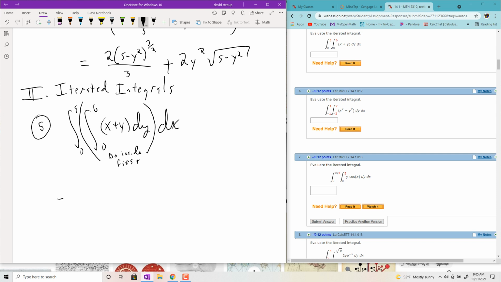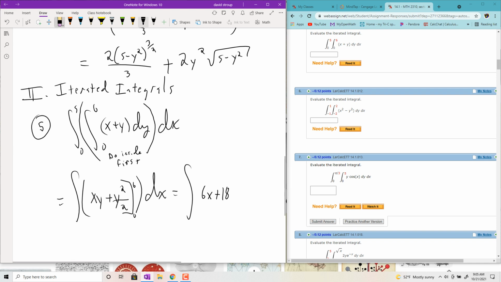Okay. All right, so on the inside there, integrating with respect to y, you'll have xy plus y squared over 2. And you have to evaluate this thing from 0 to 6. So you're plugging in 0 and 6 wherever you see y, so you'll have 6x plus 36 over 2, which is 18, minus, plug in 0, you just have 0. Okay, so we just get rid of that. And then you just integrate this with respect to x, and you should have your answer.